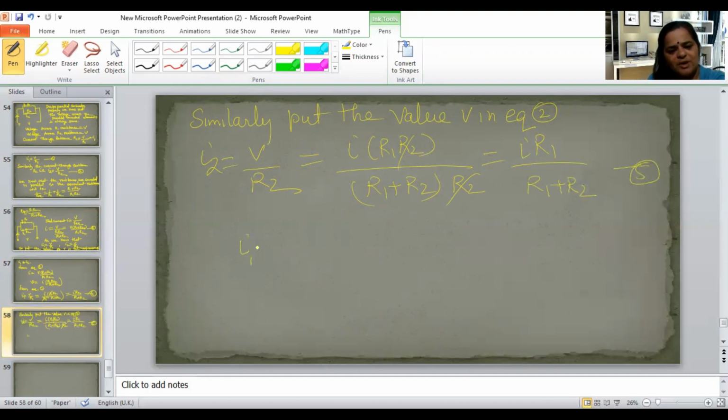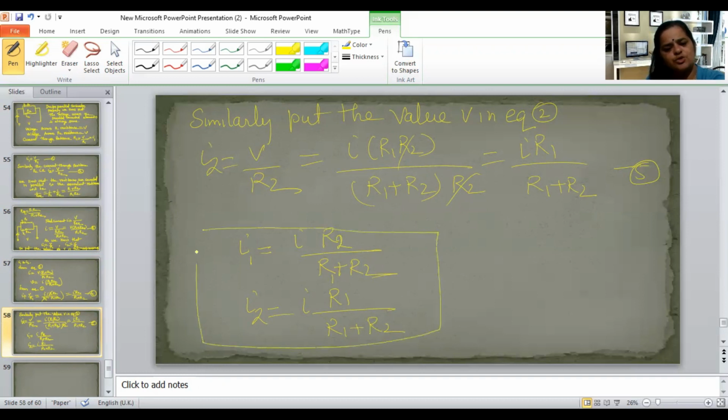So finally what I am getting is I1 is equal to I into R2 upon R1 plus R2, and I2 is equal to I into R1 upon R1 plus R2. These two formulas are called the current division formulas. Why are they called current division formulas? Because these formulas relate the current in a parallel branch with the total current I.